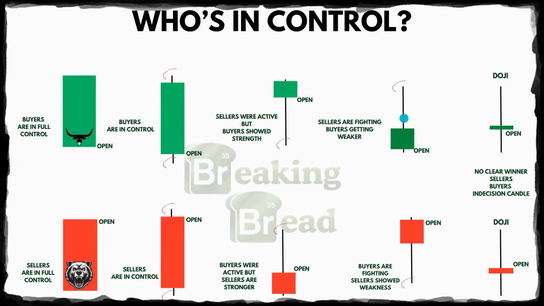In this situation where the wick is at the top of the body, same thing. Sellers are fighting, but buyers are getting weaker, right? When that wick is at the top, that's letting us know that buyers are getting weaker. Wick at the top, body at the bottom. It's a fight. Buyers are holding on, but they're getting weaker. Versus this candle here, where sellers were active, but the wick is at the bottom and the body is towards the top of the candle. That lets us know that buyers have strength, right?